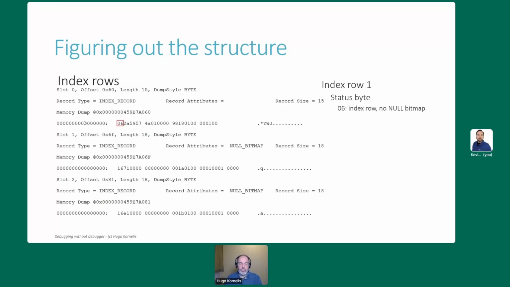So looking at the first row, the first byte says this is an index row. It has no null bitmap. The value 06 basically is not a normal value. It's a bitmap. So you should read it as in binary 0110. And that means that bits 2 and 3 are set, and those mean it is an index row and there is no null bitmap.